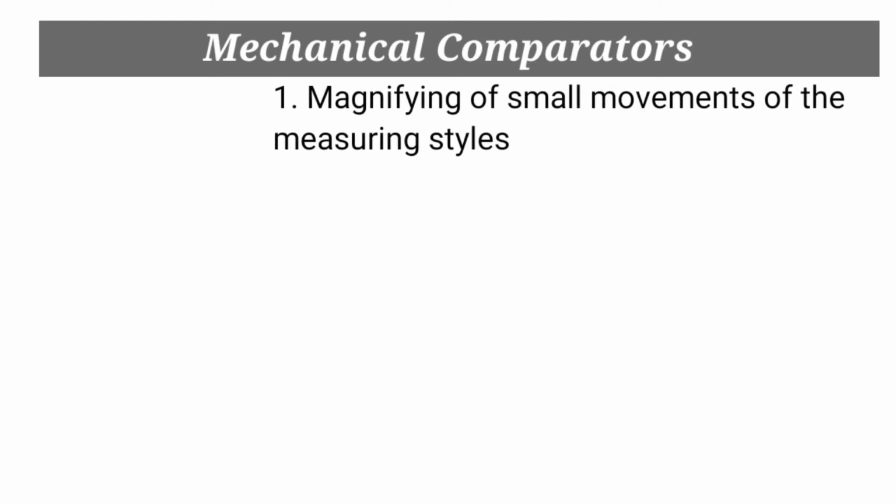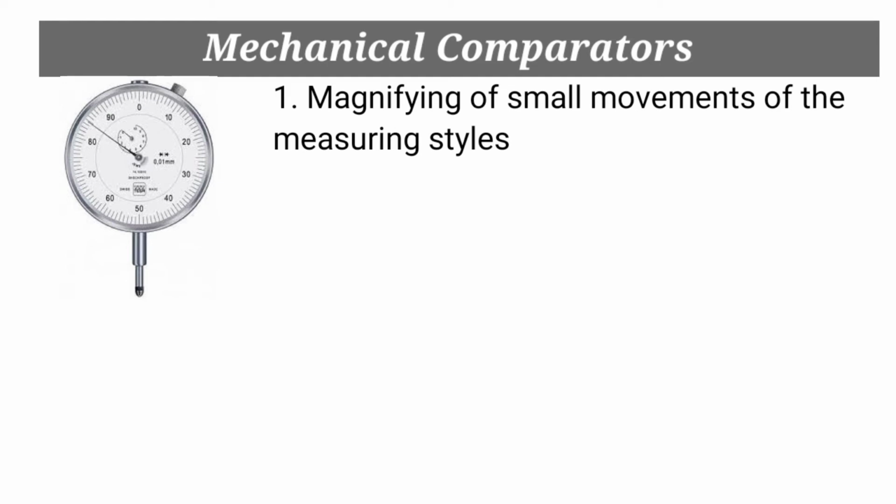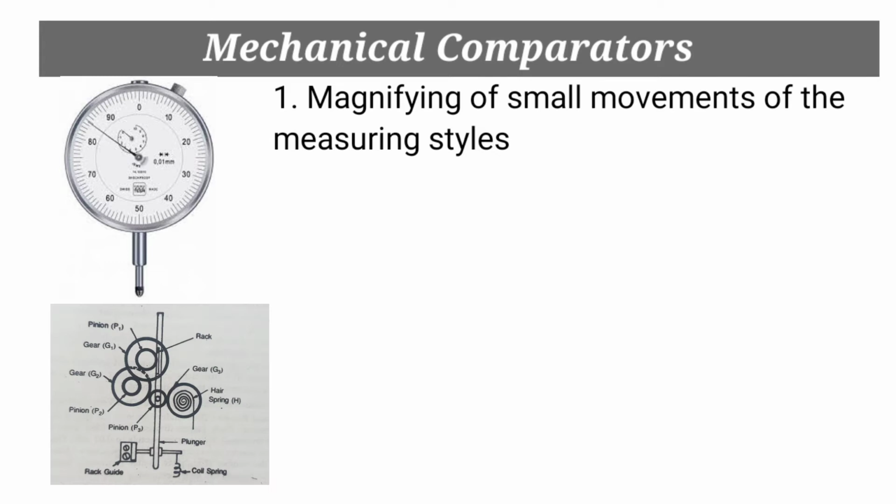Working principle of a mechanical comparator. It employs mechanical means for magnifying the small movement of the measuring stylus brought about due to the difference between the standard and the actual dimensions being checked. In these comparators, the magnification of the small stylus movement is obtained by means of levers, gear trains, rack and pinion, or a combination. The usual magnification obtained by these comparators ranges from about 250 to 1000.